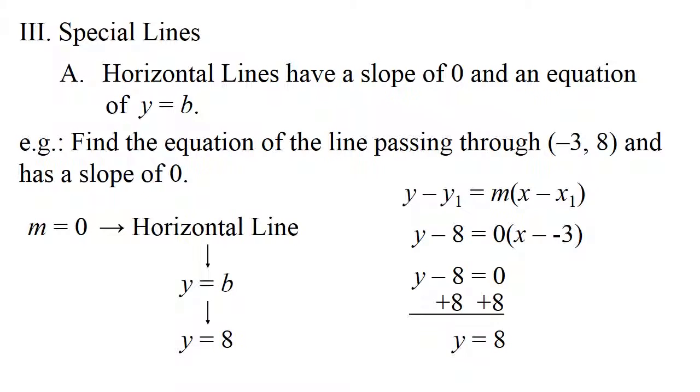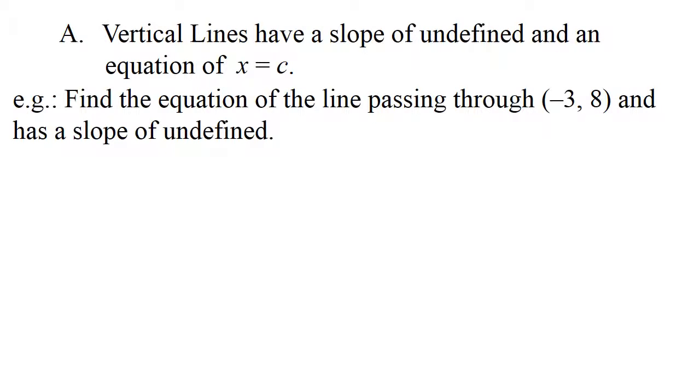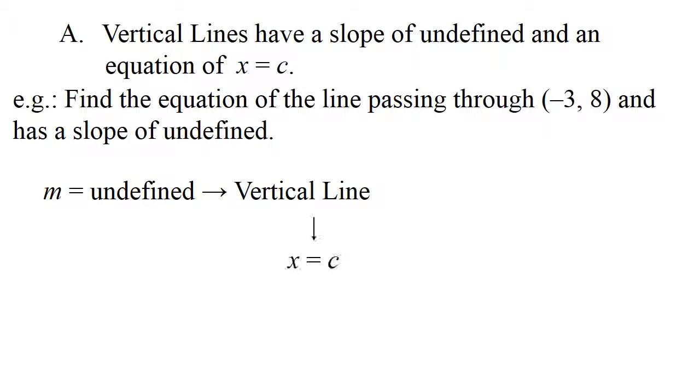Now let's compare that to vertical lines. Vertical lines have a slope of undefined and an equation of x equals some constant value number. So let's say I wanted to find the equation of the line passing through negative 3, 8, and this one has a slope of undefined. Well, say slope is undefined, that must mean it's a vertical line. If it's a vertical line, it has to be x equals a number. The only x value I know is x equals negative 3.